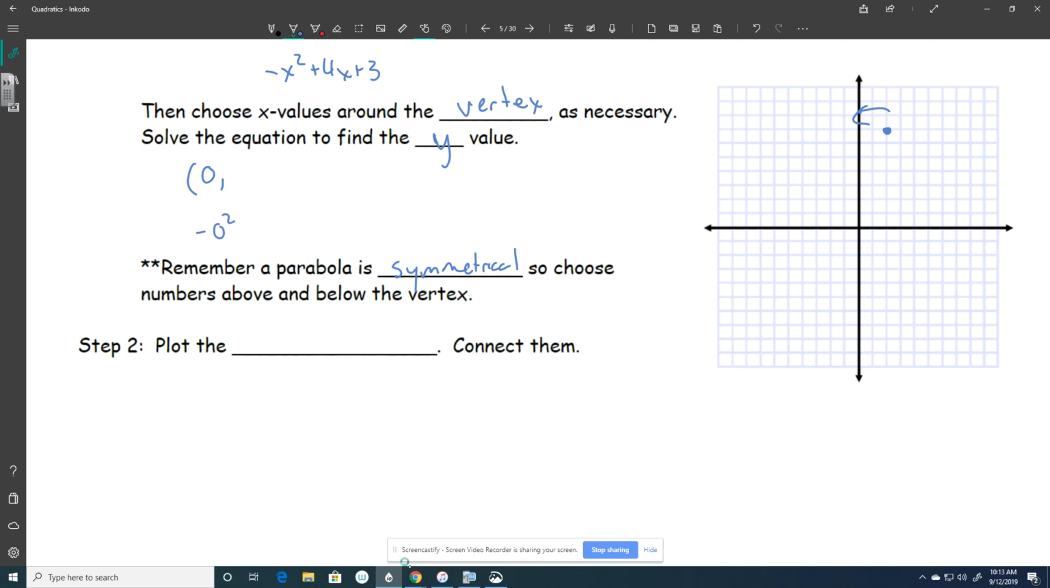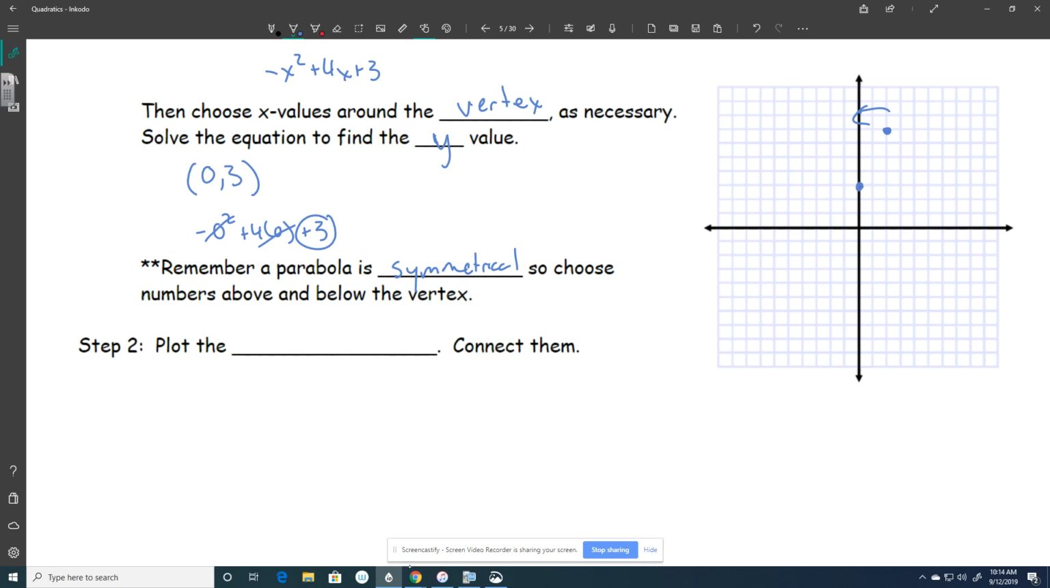Negative 0 squared plus 4 times 0 plus 3. That's gone, that's gone. All I'm left with is 3. So one of the points on my graph is (0, 3). So I go over 0 and I go up 1, 2, 3.